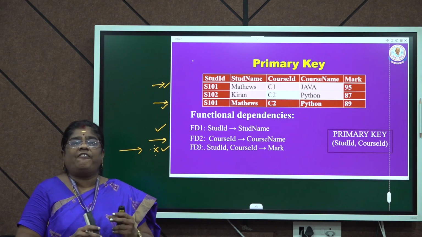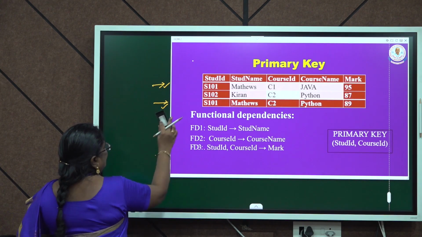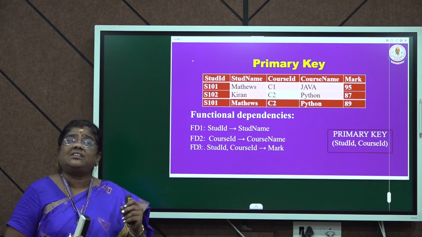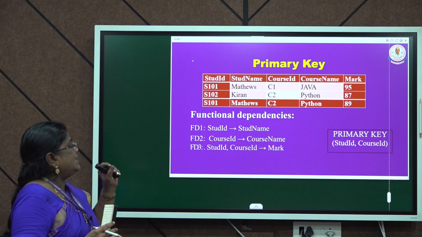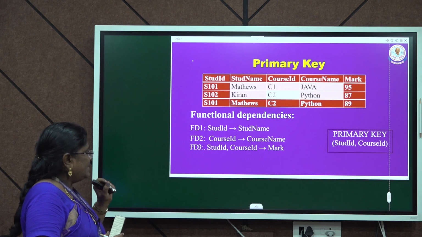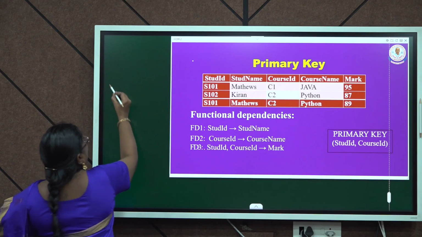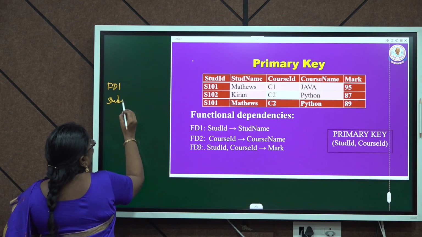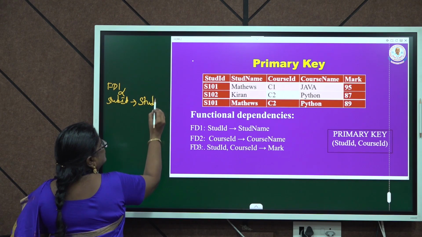Now, we are going to find the key for this table. How can we find this key? I'll solve it. We have to find the closure of the functional dependencies. There are 3 functional dependencies. Starting with FD1, student ID determines student name, FD2 course ID determines course name, FD3 student ID and course ID determines mark. We can start with the first FD1 and the attribute student ID. The left side we have as alpha, and the next one, beta, is student name.